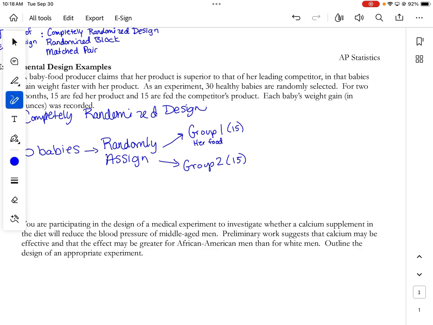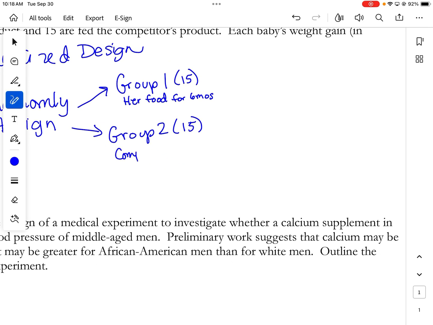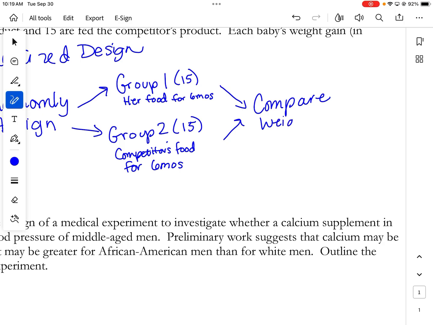One group is going to get her food for 6 months. So whoever she is, she says that her food is better. Her food is fed to the baby for 6 months. And then the competitor's food for 6 months. And after the 6 months, what do we need to do? Compare. What are we comparing? Median. Yeah.